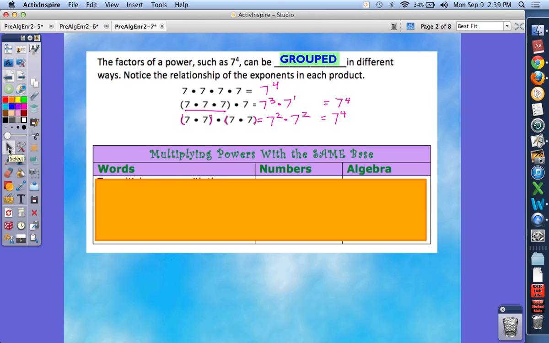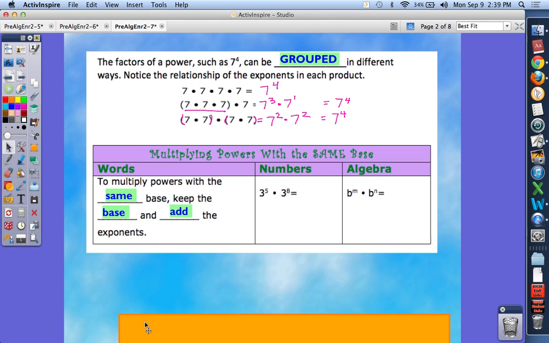Well, hopefully you see it. What you're doing is adding them. To multiply powers with the same base, you're going to just keep the base and add the exponents. This will always work. Okay, so multiplying the same base, you can add the exponents. Now, it only works for the same base, so make sure you write that in. So, for example, 3 to the 5th times 3 to the 8th would be 3 to the 5 plus 8. And I do want you to write that step. So it comes out to be 3 to the what?